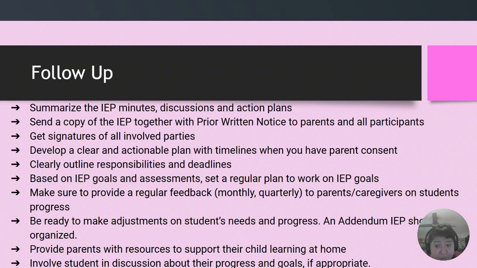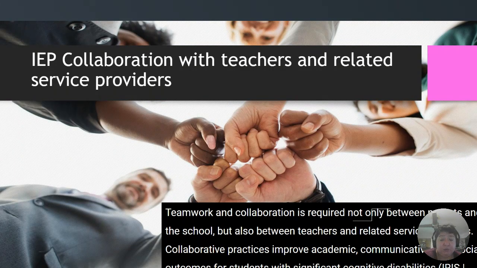So we need to make sure to provide regular feedback, whether it's monthly or quarterly, to parents. We need to provide parents with resources to support their child's learning at home, and involve the student in discussions if it's appropriate. Of course, gather feedback about the IEP meeting, highlight the most effective parts, and share success with all the team members. Here, I would like to also focus a little bit on IEP collaboration with teachers and related service providers.